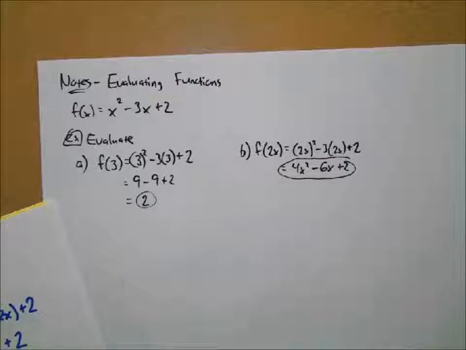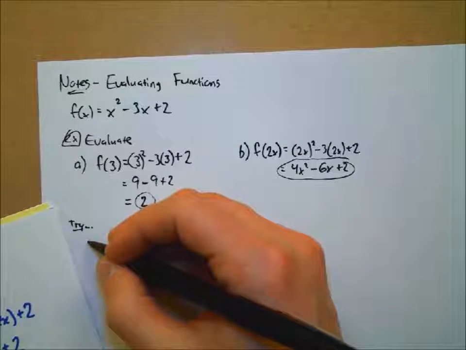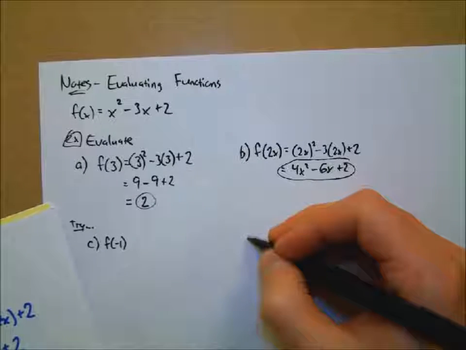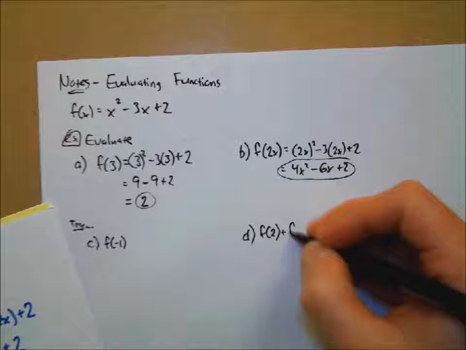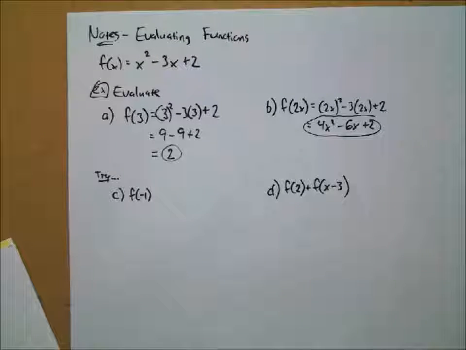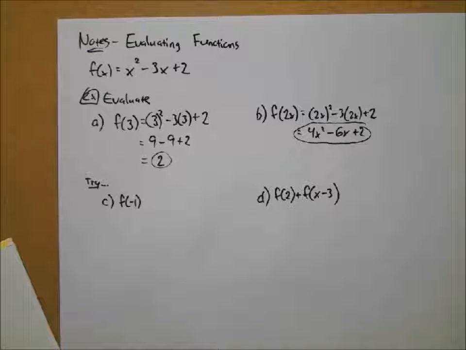Okay. So here, you guys try. I'm going to give you 2 here. So try to find f of negative 1, please. And then also try f of 2 plus f of the quantity x minus 3. Okay, so go ahead and give those 2 a try. Let's go ahead and try C and D. And simplify D as much as you can there. Simplify D as much as you can.